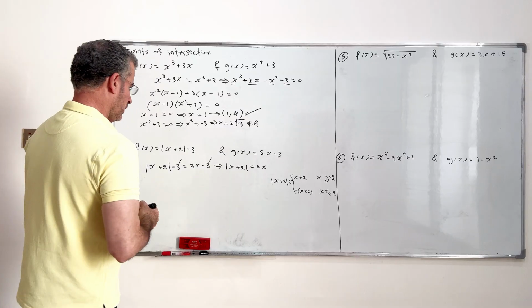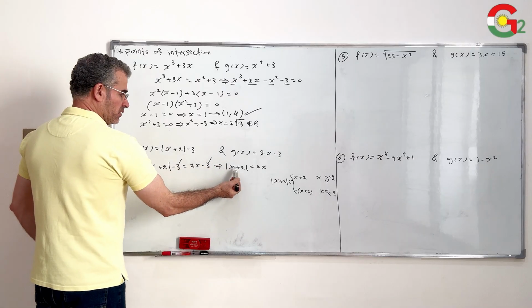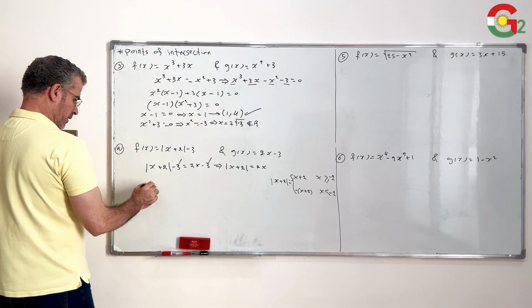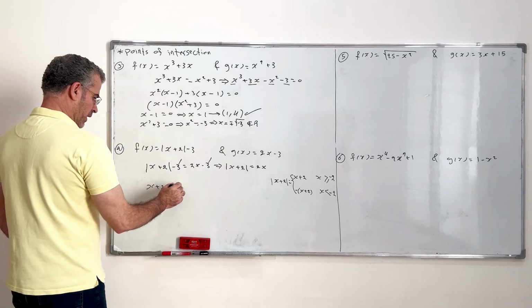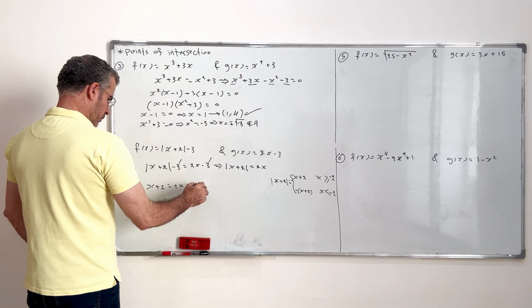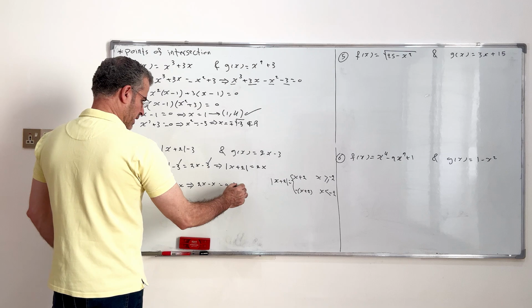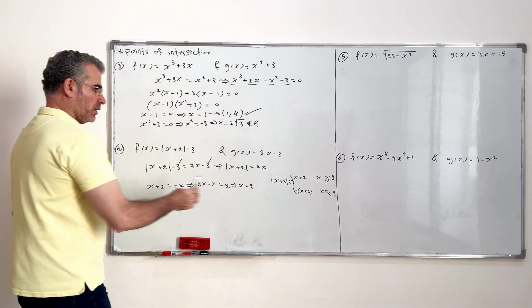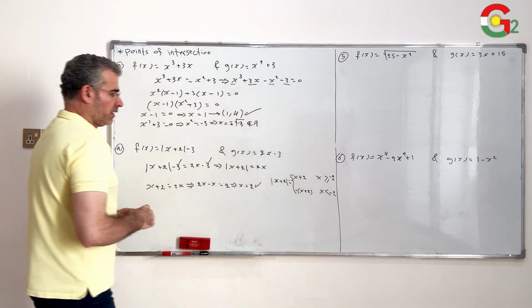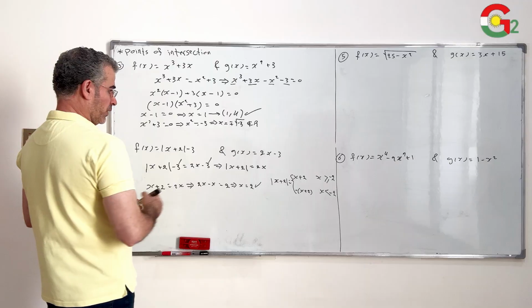Okay, now I take both cases. Either absolute value x plus 2 equals x plus 2, then I take x plus 2 equal 2x, and solve for x. 2x minus x equals 2, so x equals 2. Is 2 greater than or equal to negative 2? Yes, it is greater. Then it is an intersection point.